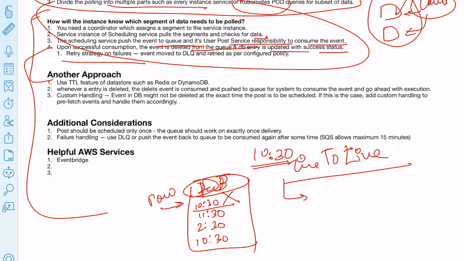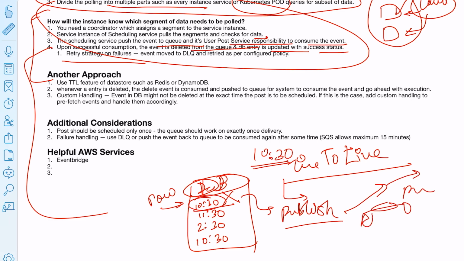Now you know that whenever this event is deleted, it publishes an event. So you can consume that event and know that yeah, this event is deleted. Why is it deleted? Because the time has come to make this post live. So you can go to the post service or push to the queue which the post service maintains, and then this post is pushed here, and this post service can make this post live. So this is the idea when I say the TTL feature can be used here.